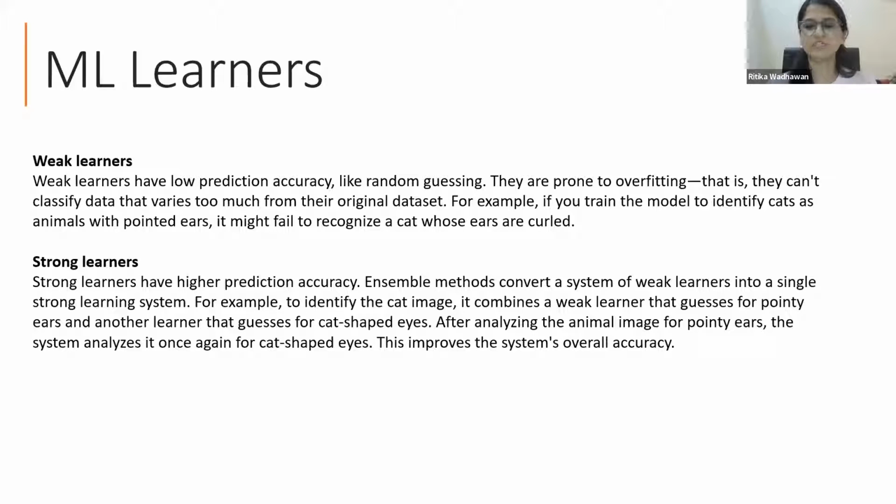If we consider an example, let us say that you are training a model that identifies animals with pointed ears as cats. Now, if the model comes across any cat whose ears are curled, it might just fail. It won't be able to recognize it, because the characteristic through which the model was doing its job was pointed ears. It is totally unaware of curled ears. So it would fail.